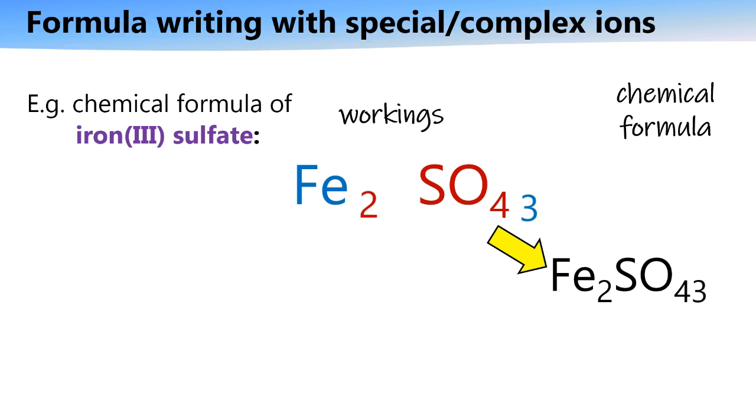Fe2SO43. Does this make sense? SO43. Alright, so this is wrong. We need 3 of SO4. So how do we solve this? Since we need 3 of SO4, we need to put brackets so that we denote we need 3 of SO4, not 43 of oxygen. So the final answer would be Fe2(SO4)3.